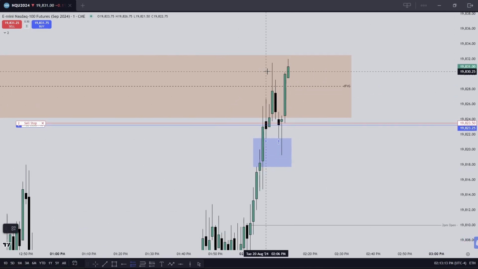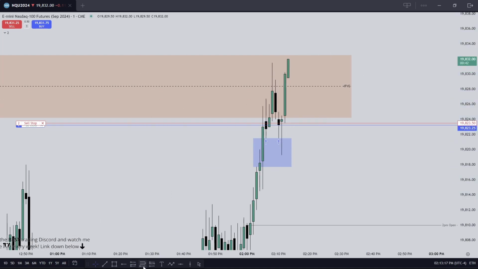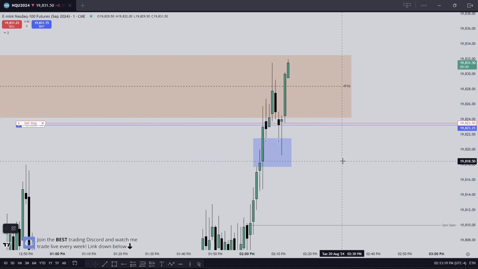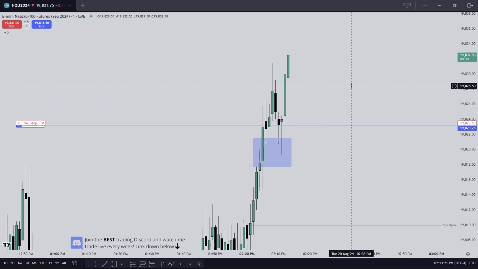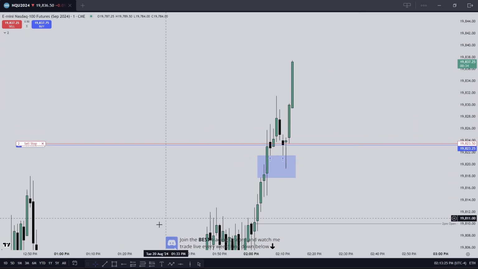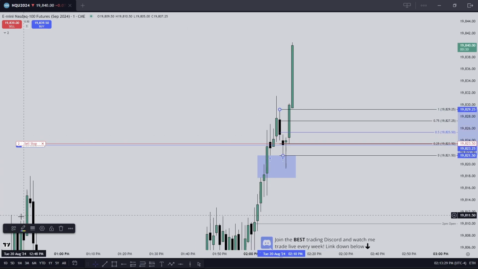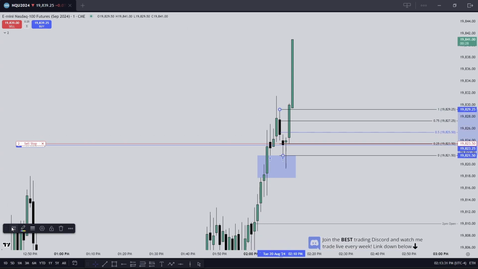Zoom in. Whoops, not that, my fault. Okay, I'm taking this inversion fair value gap off. It's too distracting, but y'all know what I'm looking at. Slow down, Nasdaq, slow down. I know you want that buy side, just hold on. I'm trying to show something here.